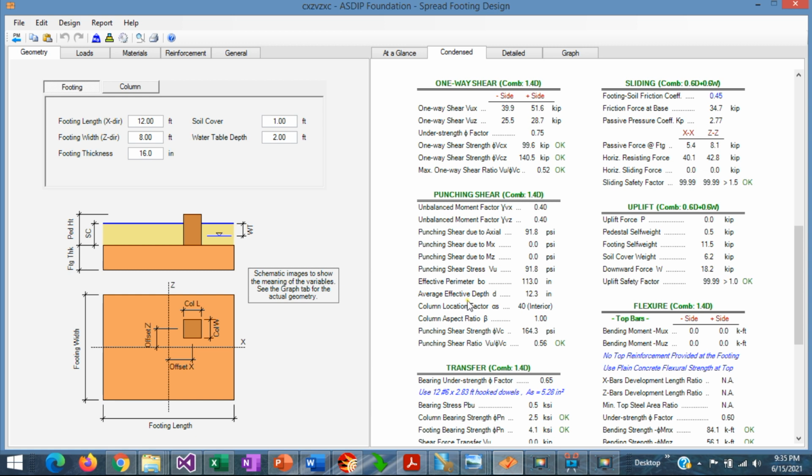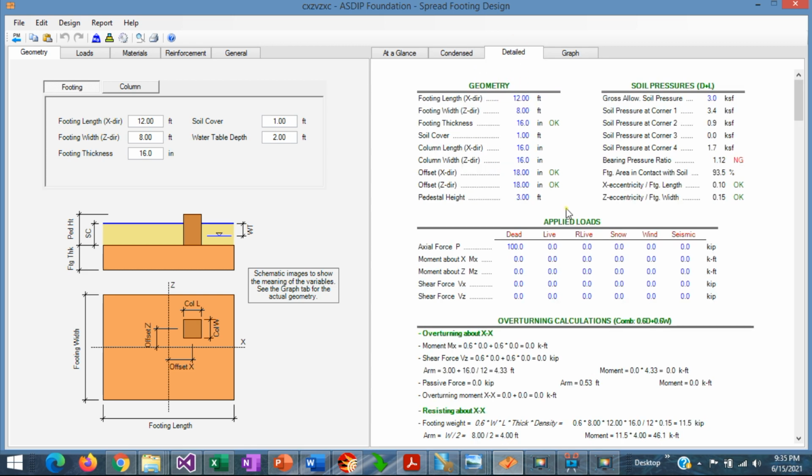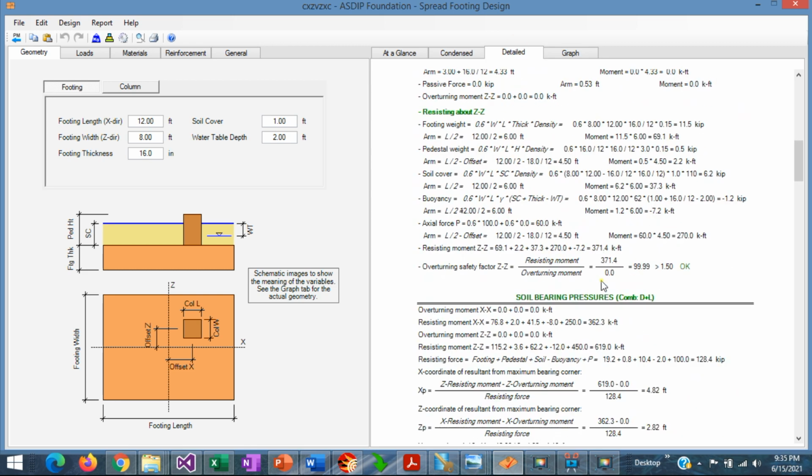Here is the calculation of the punching shear design strength according to the ACI. The design shear strength is 164 psi versus 91.8 psi. So the design is acceptable. The punching shear ratio is 0.56. If we go to the detail tab, we can see here a more detailed set of calculations.